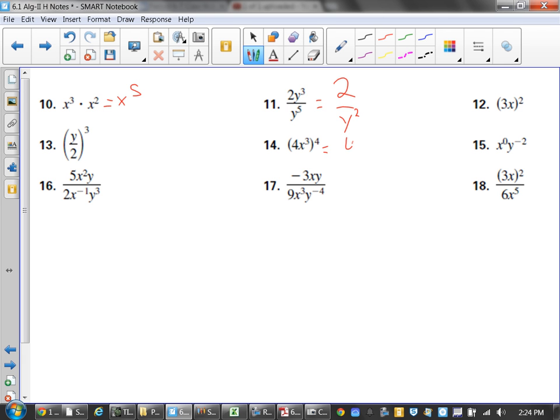Remember, this is 4 to the 4th, and then x cubed to the 4th. This is when you start mixing the properties together. 4 to the 4th is 256. Power to power is x to the 12th. Okay? You might want to erase that now. We get into 15. X to the 0. It's 1 over y squared. 1 over y squared. Very good.